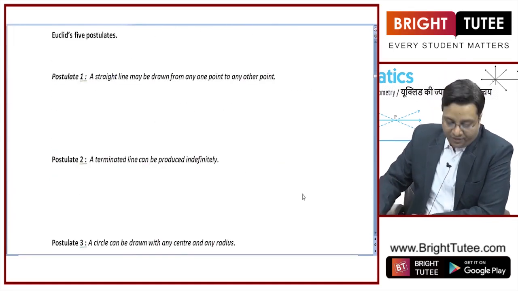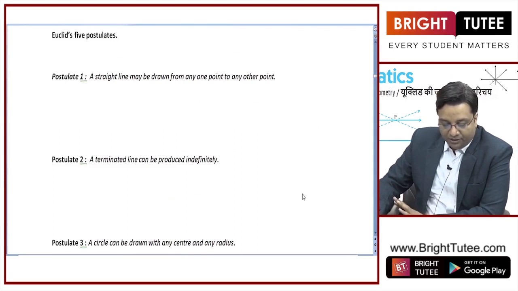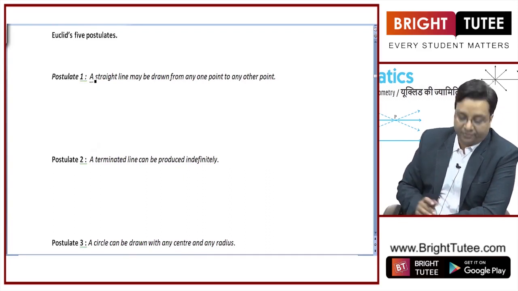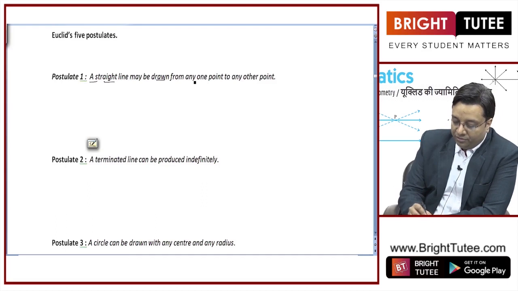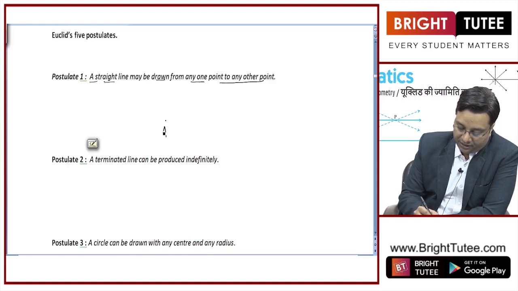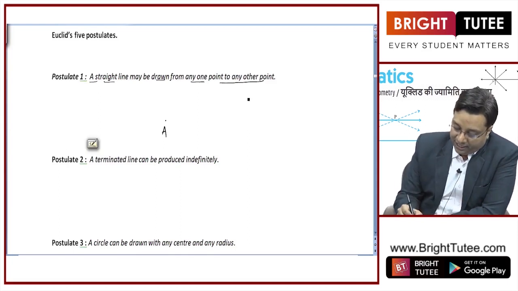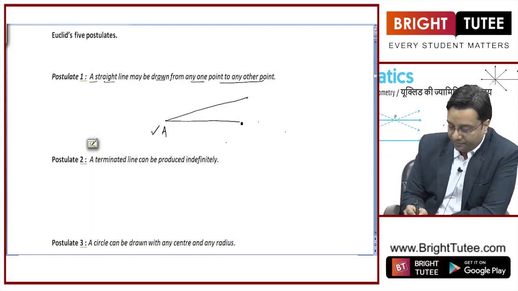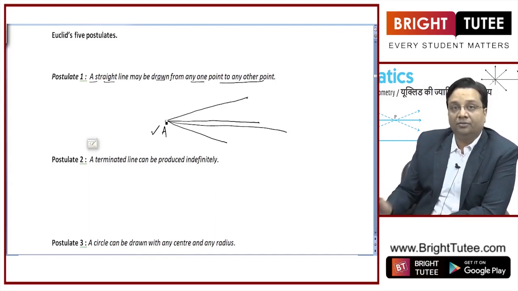Euclid's 5 postulates. Now, these are certain postulates which were given by Euclid, and these are also assumed to be true without any proof. A straight line may be drawn from any one point to any other point. Let us say you have got a point, let us say it is A, and you take any other point in the space, a straight line can be drawn from this point A to any other point that you take.